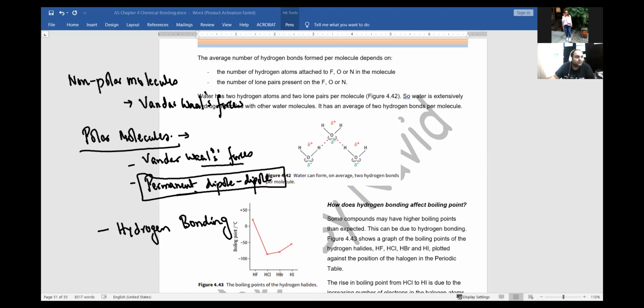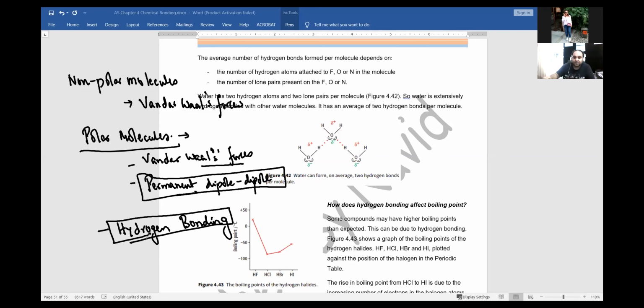Golam, you tell me, what are the criteria of hydrogen bonding? What does it take to form a hydrogen bond? One molecule having a hydrogen atom covalently bonded to F or O or N.